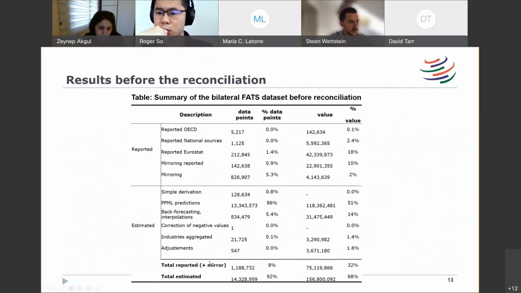And we see from the last two rows of this table that, in terms of the number of data points we have estimated here at the three-dimensional level, because this only shows three-dimensional estimates, 92% of the data cells are actually estimated against 8%. But in value terms, this changes, and we actually have 32% of the values that are reported by countries, against 68% that is estimated.